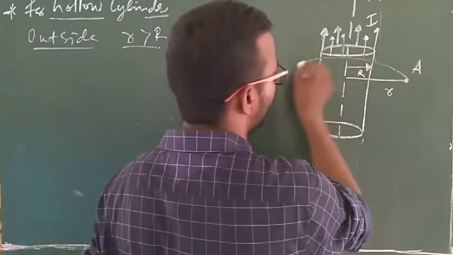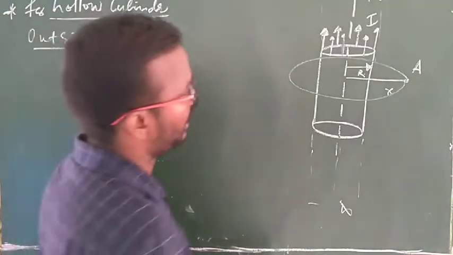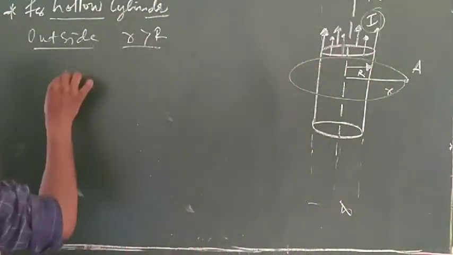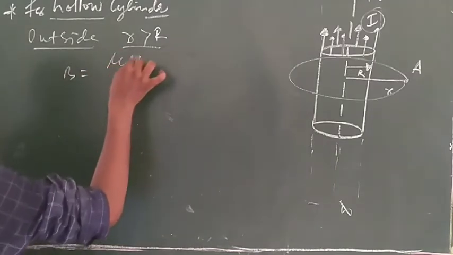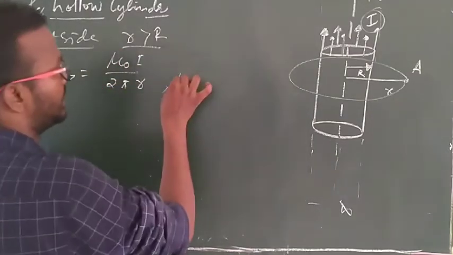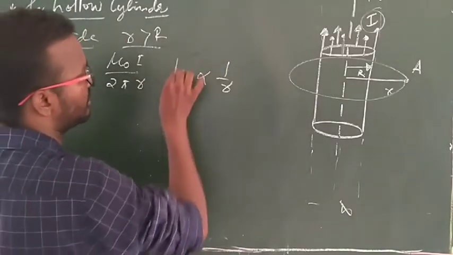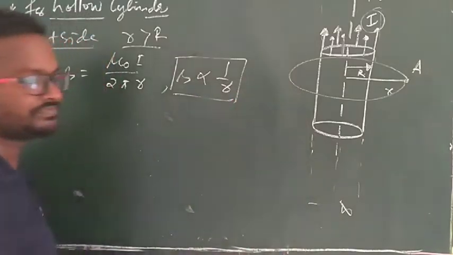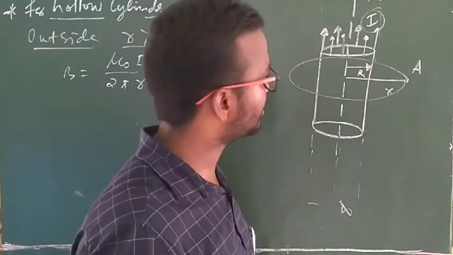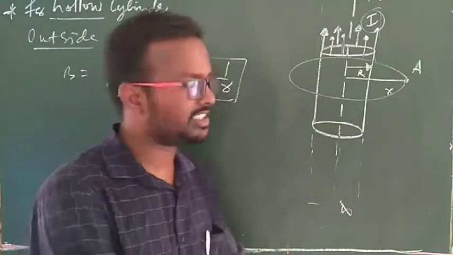Then we first have to draw an imaginary Amperian loop, and the total current within the loop is I. The same thing as for the solid cylinder, that is B equal to mu naught I by 2 pi R. Here also B is inversely proportional to R, that is B is proportional to 1 by R. Clear? Same thing as we discussed previously for a solid cylinder, a similar case.